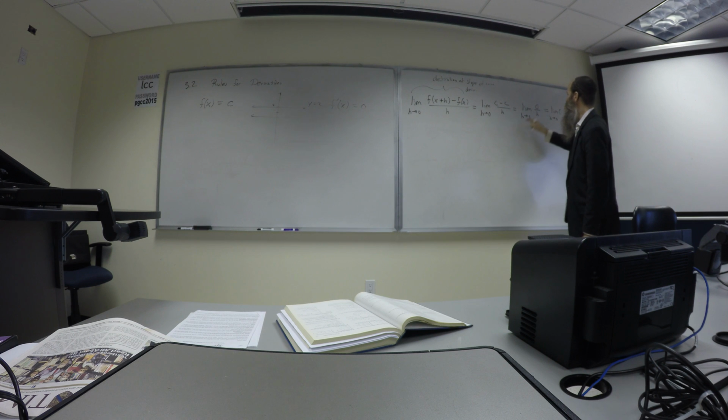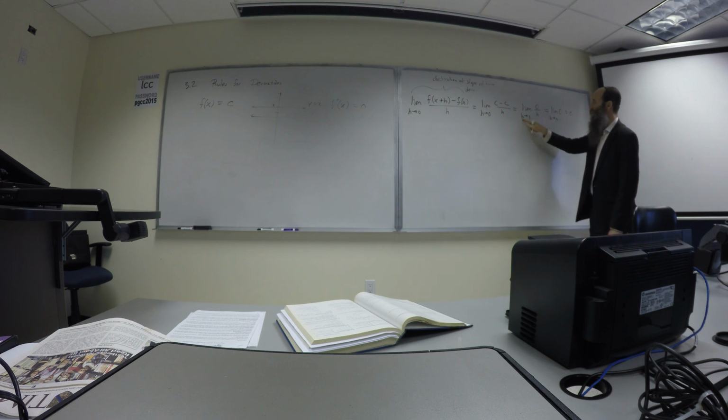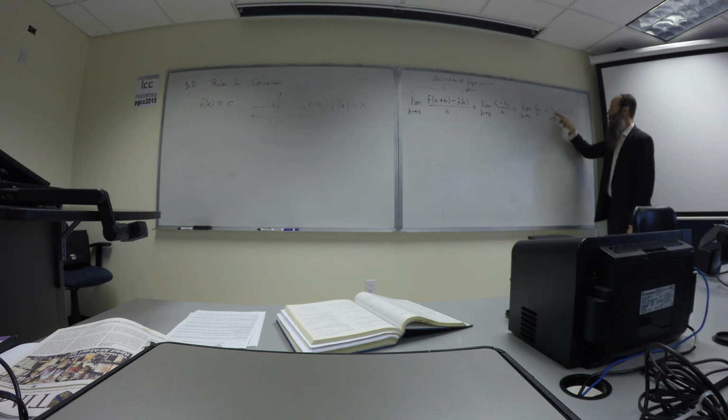That is 0. 0 over h. Remember that h is approaching 0, but it is never going to be 0. So 0 over non-zero is already a 0. And now this is a constant. So the limit as h goes to 0 for a constant is that constant. So that is our constant slope.